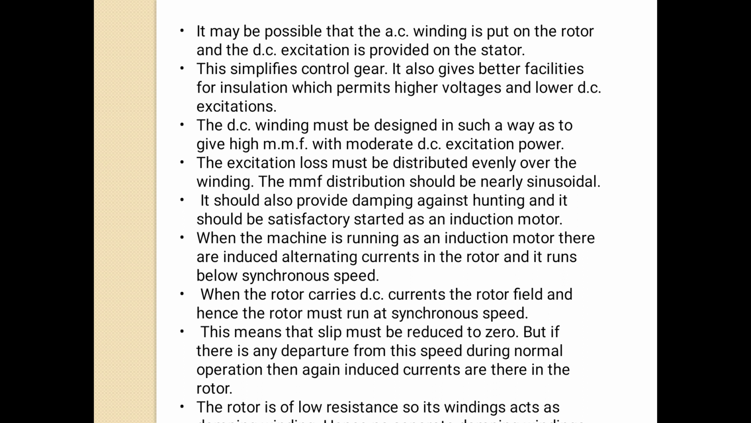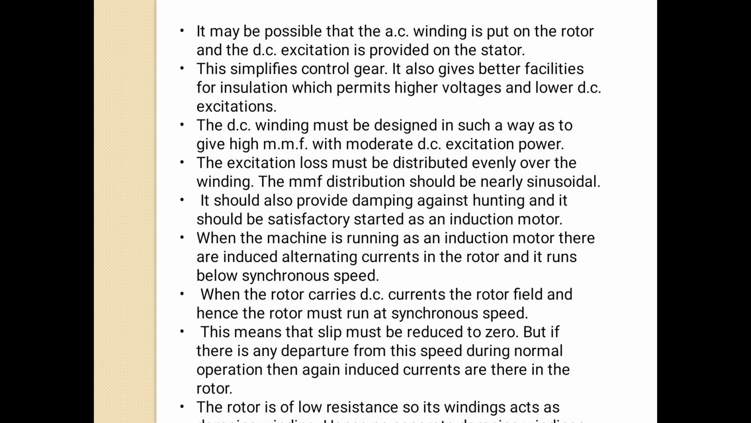It may be possible to put the AC winding on the rotor and provide the DC excitation on the stator. This simplifies the control gear. It gives better facility for insulation, which permits higher voltage and lower DC excitation. The DC winding must be designed to give a high MMF with moderate DC excitation power. The excitation loss must be distributed evenly over the winding. The MMF distribution should be nearly sinusoidal. It should also provide damping against hunting and should start satisfactorily as an induction motor.